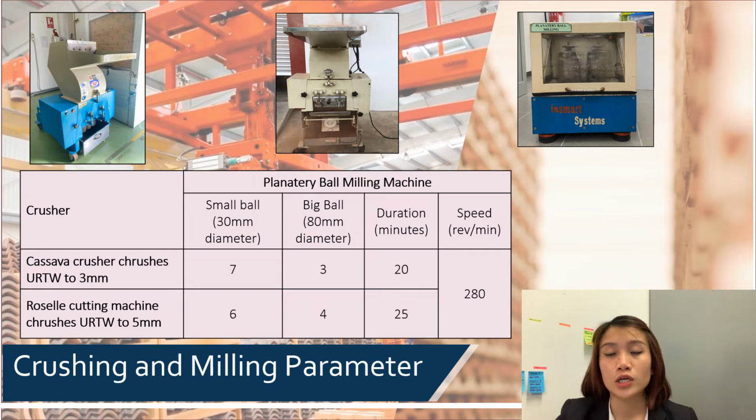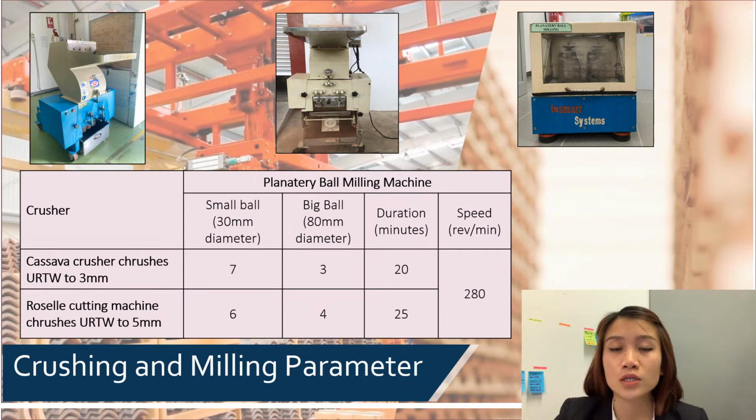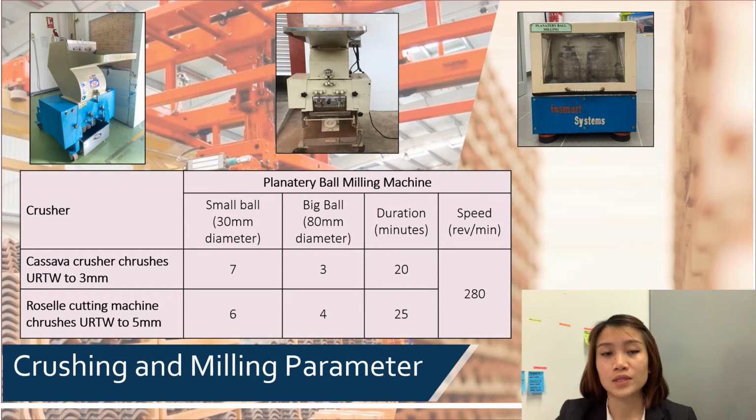So for 3 mm, the duration to grind the URTW will take 20 minutes, and for roselle cutting machines that crush URT to 5 mm, it will take 25 minutes to grind the URTW to imitate the size of the sand.